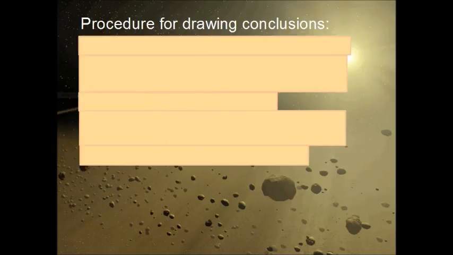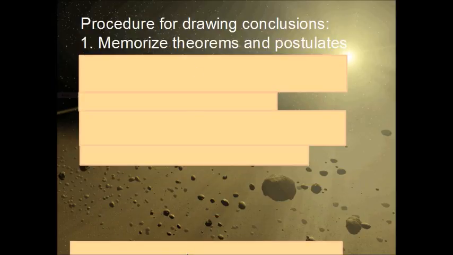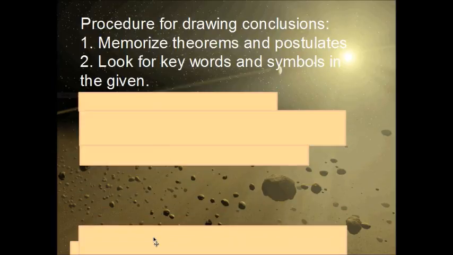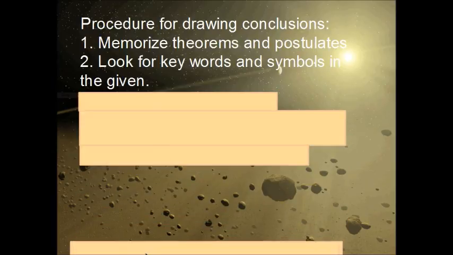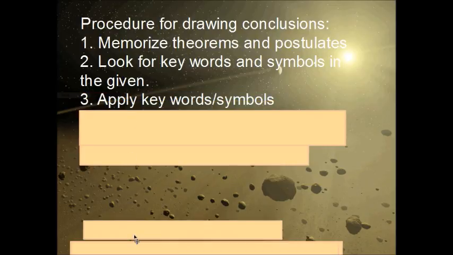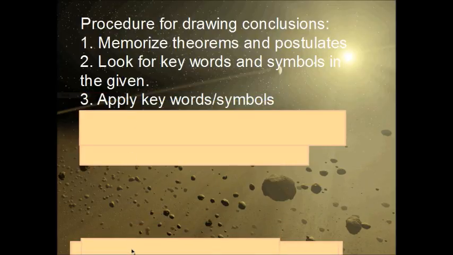Alright, so we have our procedure for drawing conclusions. And remember, this is going to be a 5-step procedure. Step 1, you have to have the theorems and postulates memorized. That's a given. And so far we've had a few already. Second step, look for key words and symbols in the given, such as the symbol for perpendicular, congruency, things of that sort. Step 3, apply keywords and symbols.